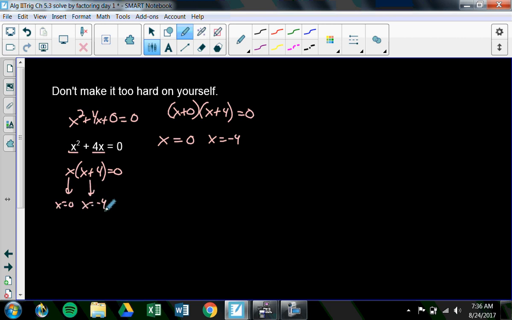Always pulling out a GCF first, always just thinking about how can I keep this simple is worthwhile. Look at the problem and just try to analyze what could x be, what could x not be, how can I use that to factor.